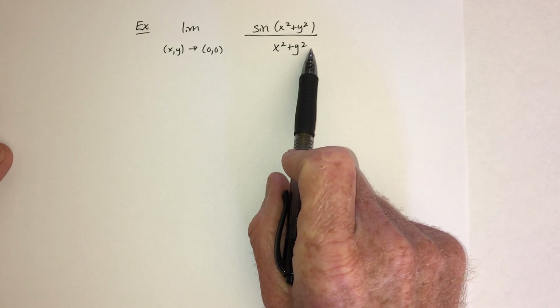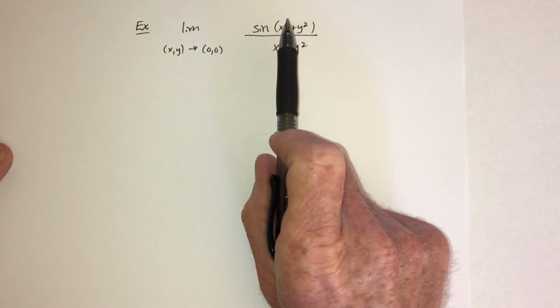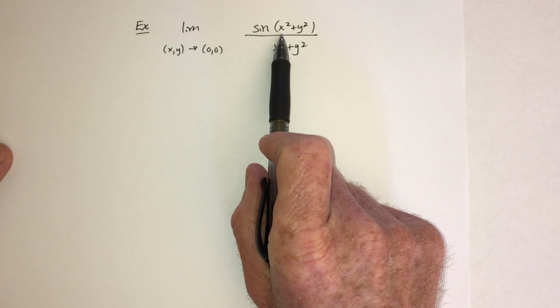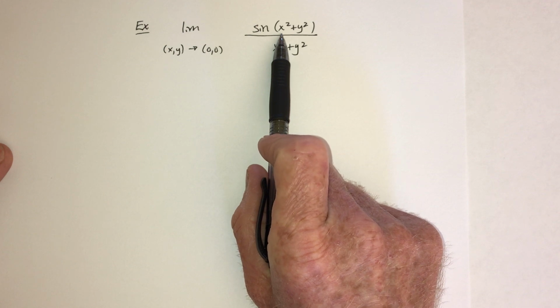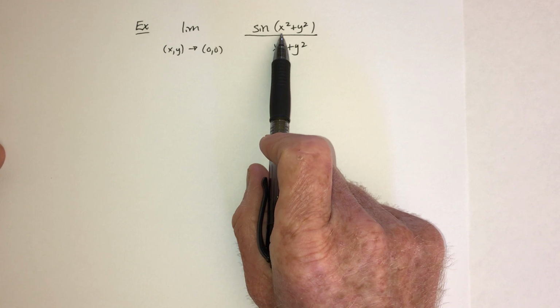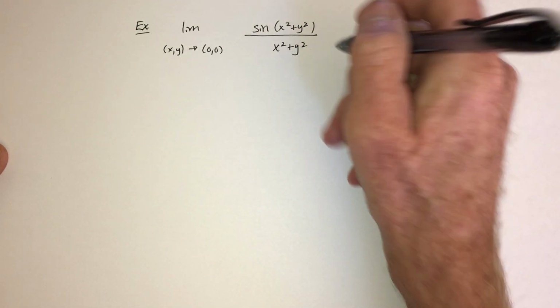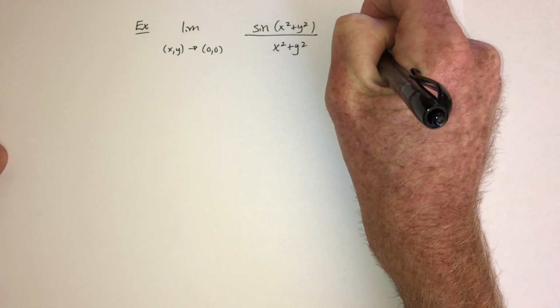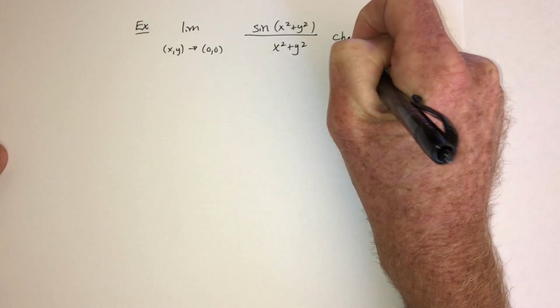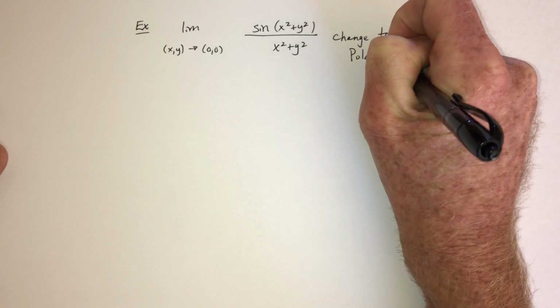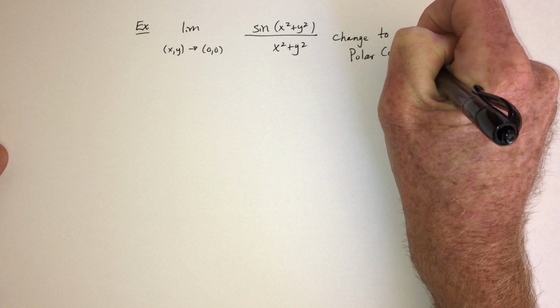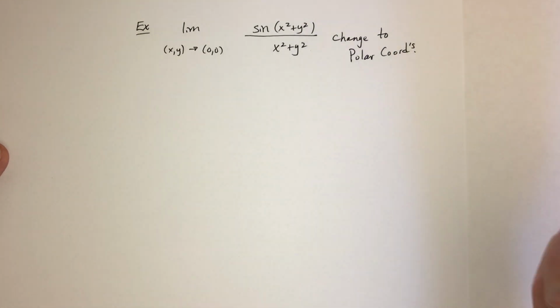So it seems like we could use L'Hopital's rule. The only thing is, how do you take derivatives if there's both x's and y's in there? Yeah, because we don't do that until maybe next week. So we can't do that. How about if you change to polar coordinates? Remember from Math 3B, polar coordinates?